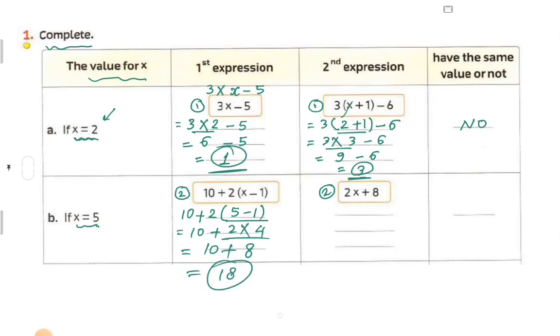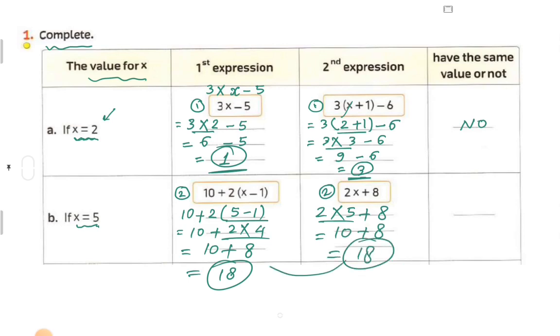So the next expression, 2x plus 8. 2x, that means 2 by x. X equal what? Equal 5. Plus 8. Start with multiply. 2 by 5 equal 10. Plus 8, that's equal 18.